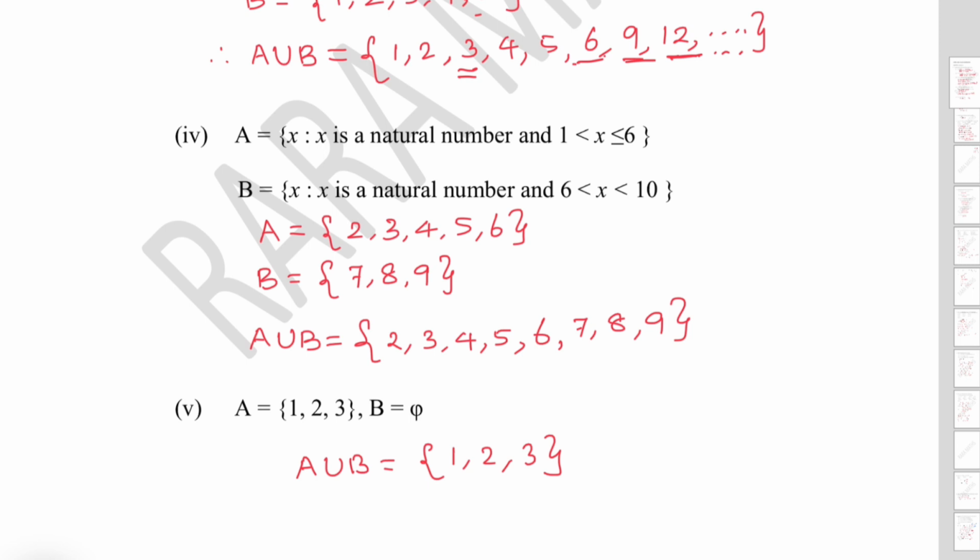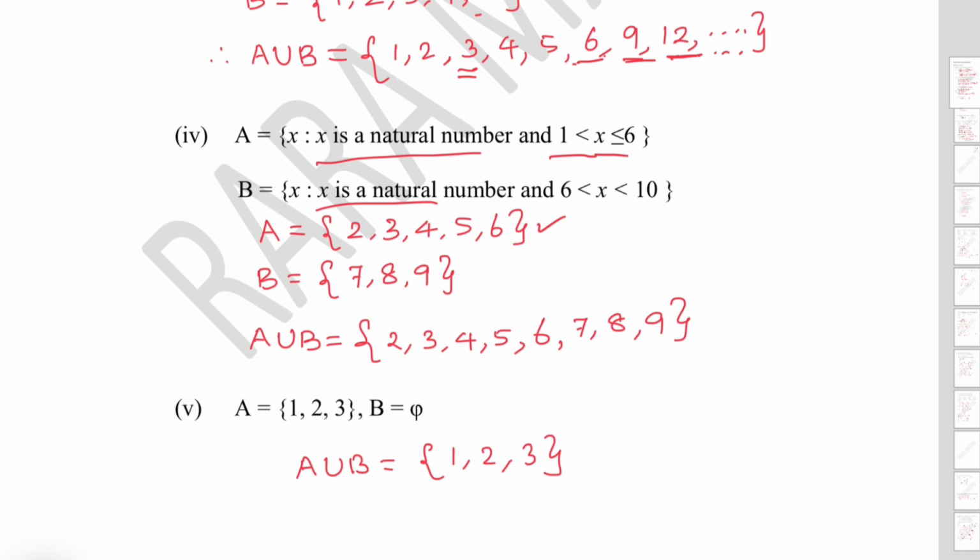And question number 4, a is the set of natural numbers x such that 1 less than x less than or equal to 6. b is the set of natural numbers x such that 6 less than x less than 10. So putting in roster form, a is the natural numbers with 1 less than x less than or equal to 6, which means 1 is not included where 6 is included. Therefore a is 2, 3, 4, 5 and 6. 1 is not included. So natural numbers from 2 until 6.